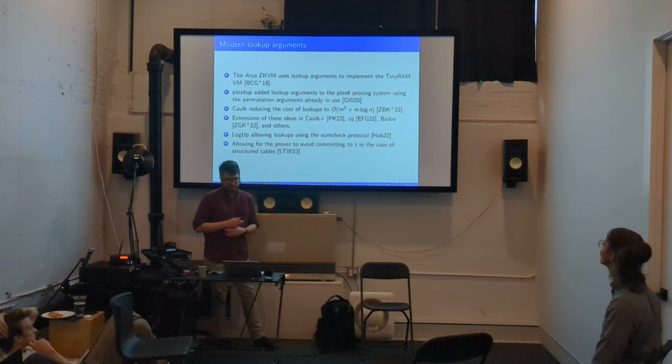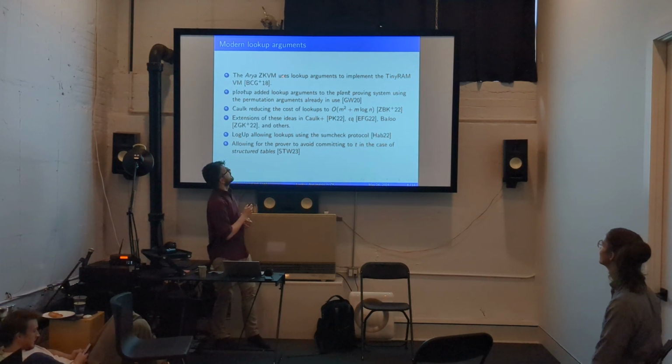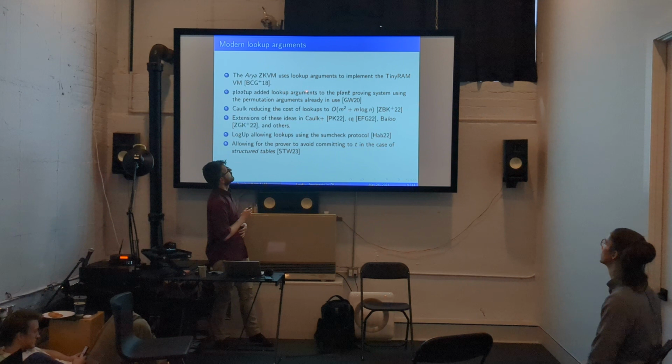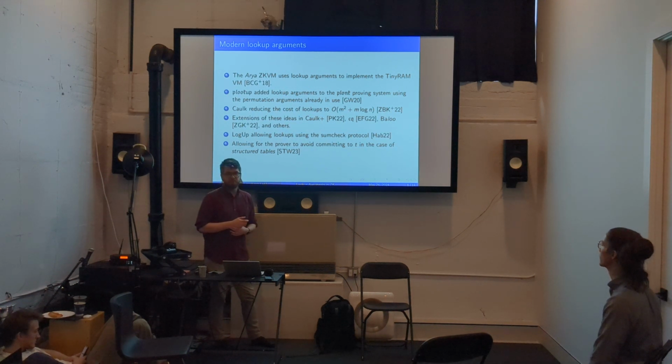around lookup arguments. I think maybe some of the earliest lookup arguments are in the context of these really old style ZKVMs called TinyRAM and things like that. So ARIA used lookup arguments to implement the RAM chip in TinyRAM. A little bit after that, Plookup was introduced to provide lookup arguments for Plonk style proving systems.